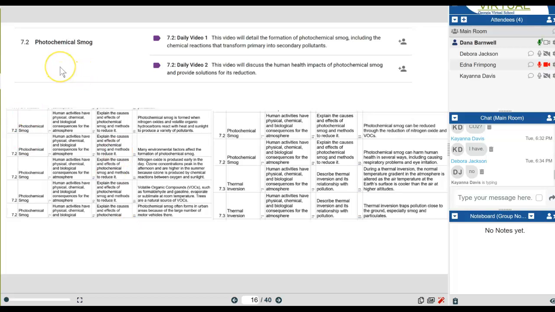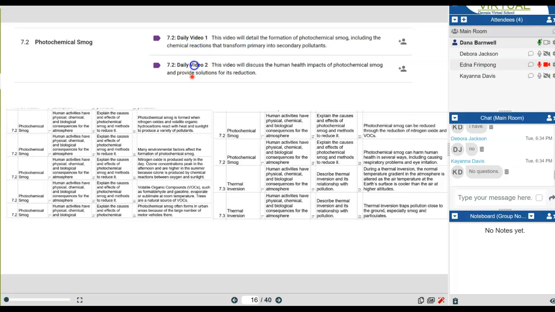When we talk about photochemical smog, there's a lot that we want to be able to discuss with regard to the chemistry associated with it. So what I've done here is not only have I shown you, in the AP Classroom Unit 7, these AP Daily videos. So this is section 2 now of the AP Classroom Unit 7. This is going to be addressing photochemical smog.